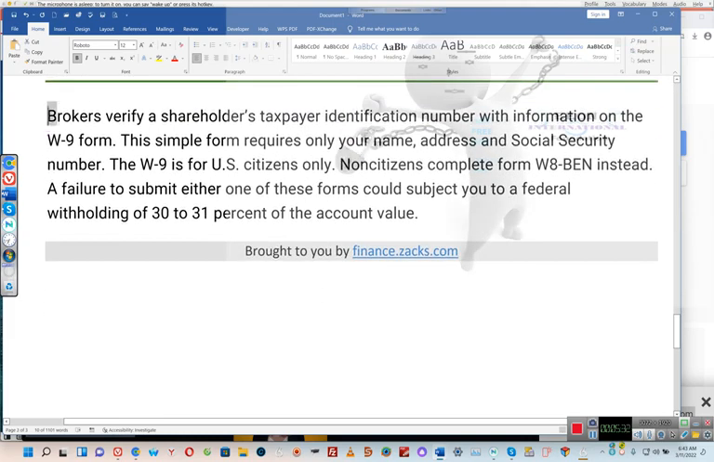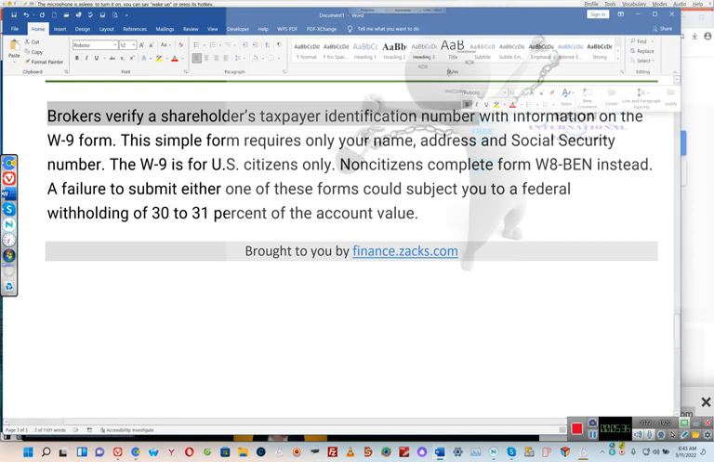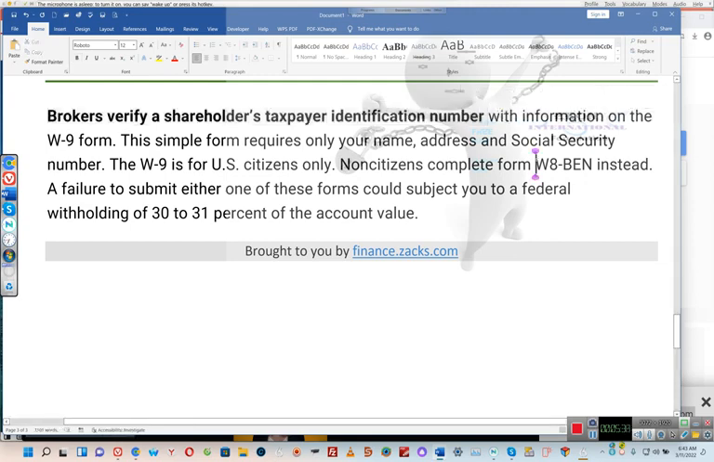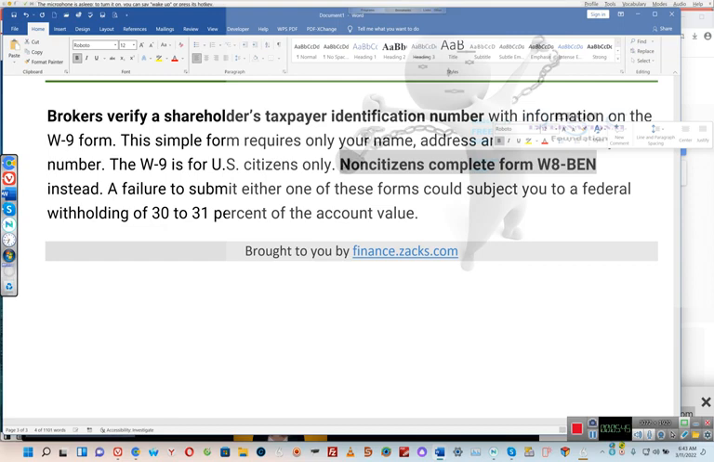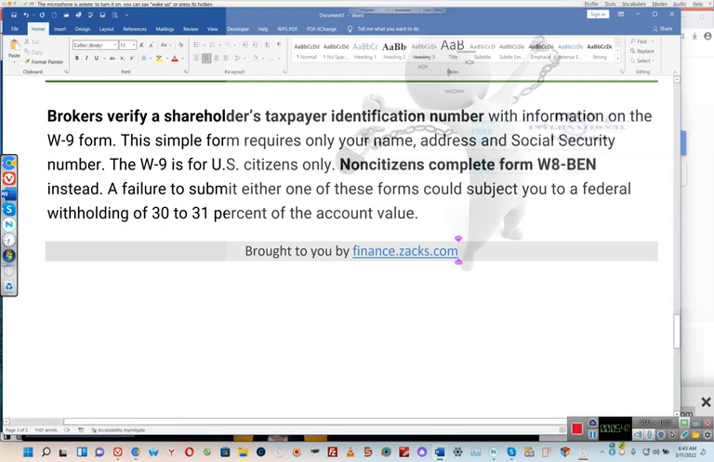W-9 form. Brokers verify a shareholder's taxpayer identification number with information on the W-9 form. This simple form requires only your name, address and social security number. The W-9 is for U.S. citizens only. Non-citizens complete form W-8BEN instead. A failure to submit either one of these forms could subject you to a federal withholding of 30 to 31% of the account value.